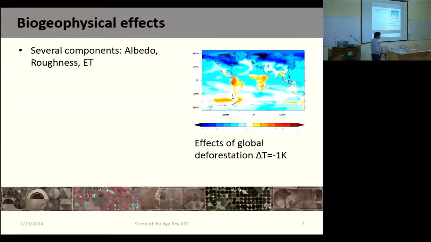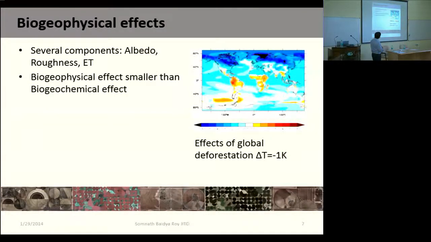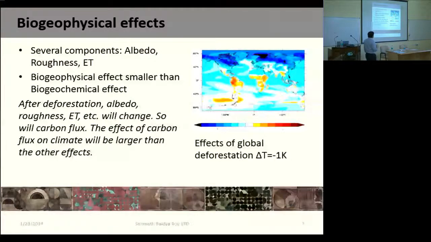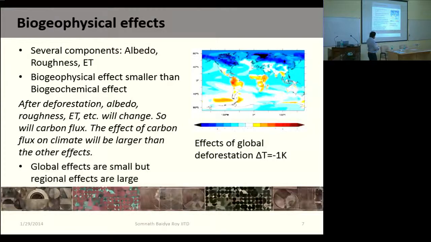There are several reasons why this 1 degree happens. Could be changes in albedo, roughness, ET, evapotranspiration, as you will see. Basically, what I'm saying is that if you deforest a large part of the world, everything will change: albedo, the evapotranspiration, all these things, and also the carbon flux. The first are the biogeophysical changes, and the carbon is biogeochemical. The effect of carbon flux will be much larger, 5 times larger. But still, 1 degree is not a small number. Moreover, the global effects will be small, but the regional effects are quite large.